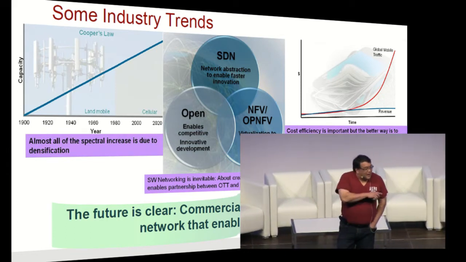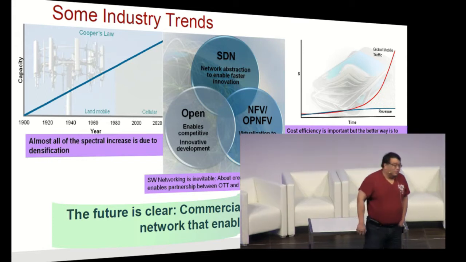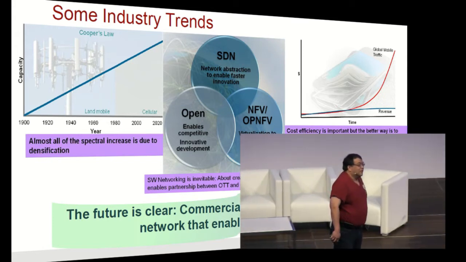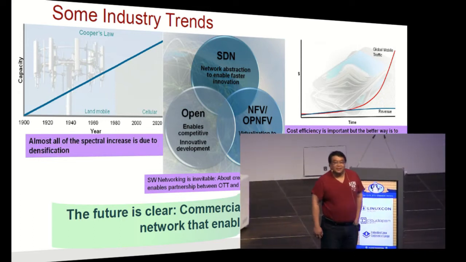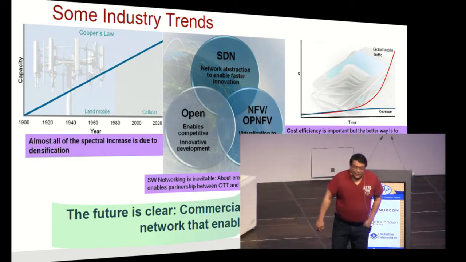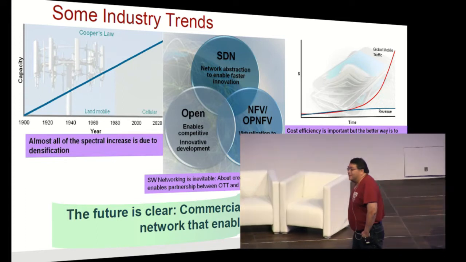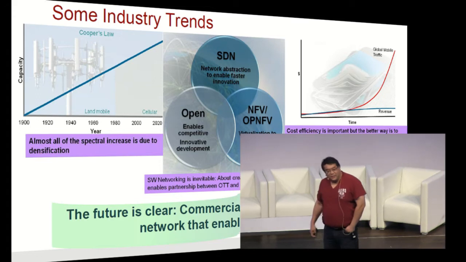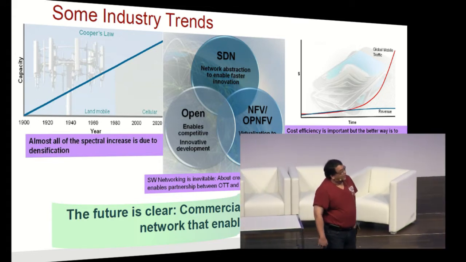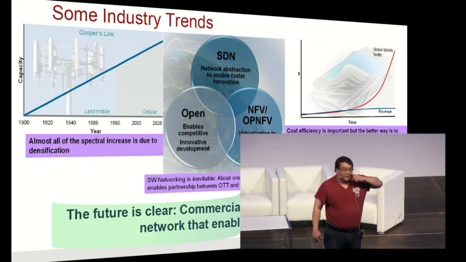But I don't want to focus so much on the shape of the curve, but I want to talk a little bit about what caused all this capacity increase. If you look at it, almost all of it, and by almost all, I mean 80 to 90%, some authors have written as much as 95%, is due to densification.